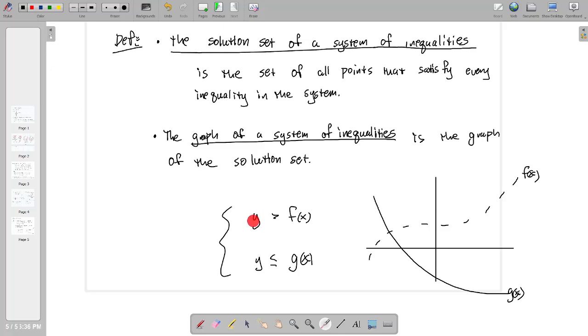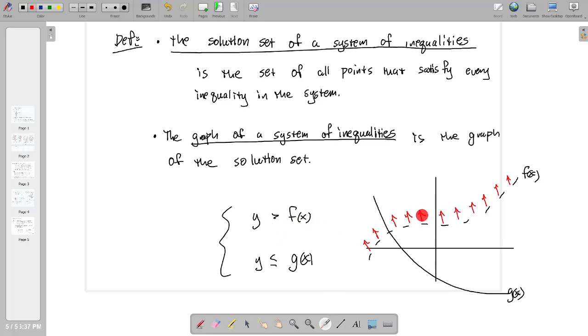Now, each of these inequalities is going to have its own solution set, which has nothing to do with the other. So the solution set to this inequality has nothing to do with the solution set to this inequality. Similarly, the solution set to this inequality has nothing to do with the solution set to this inequality. Now, for the first one, we have y is greater than f of x. So if this is f of x, then we're shading above f of x here. So we would shade this side of the curve of f.